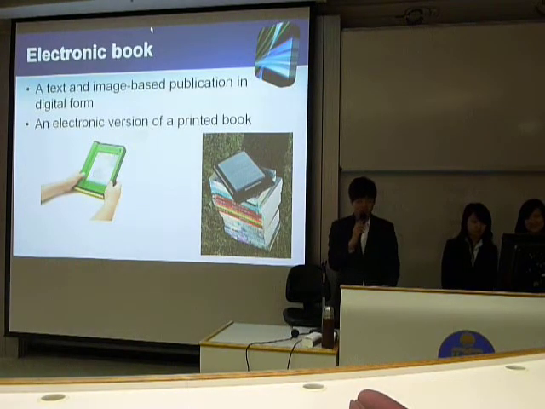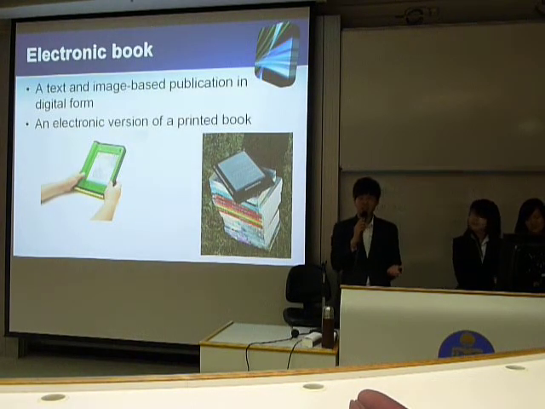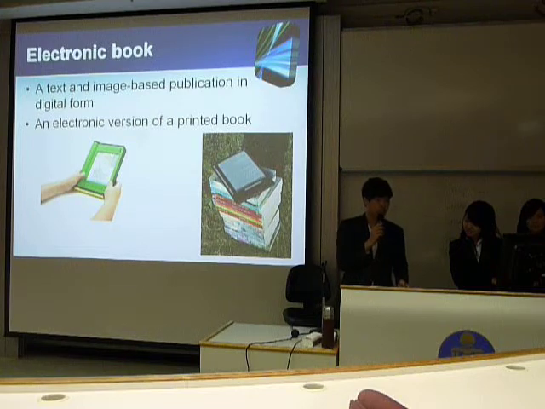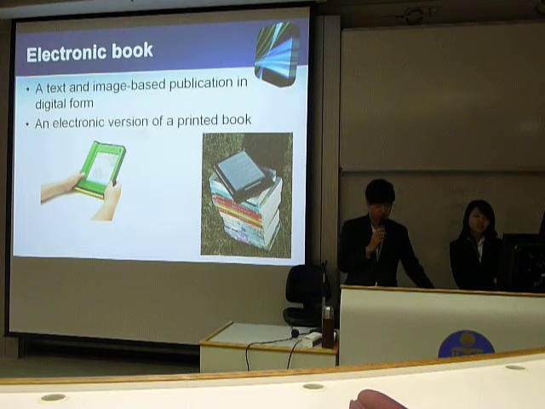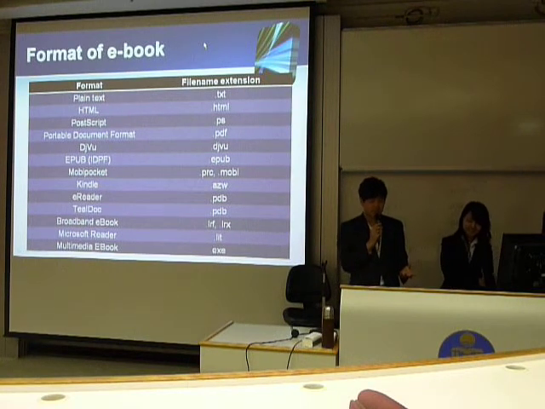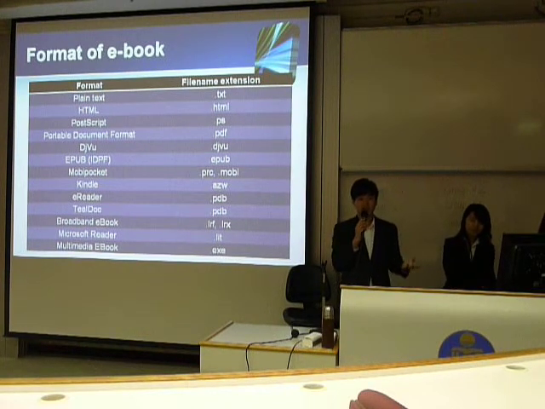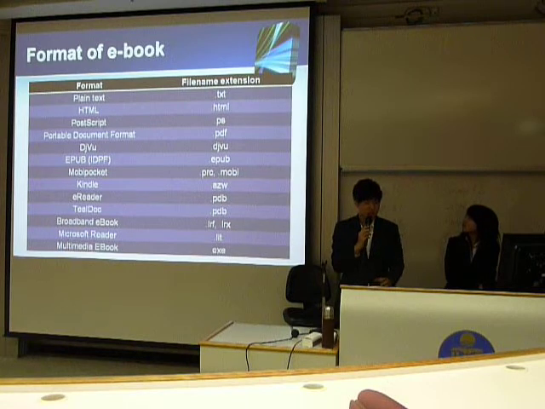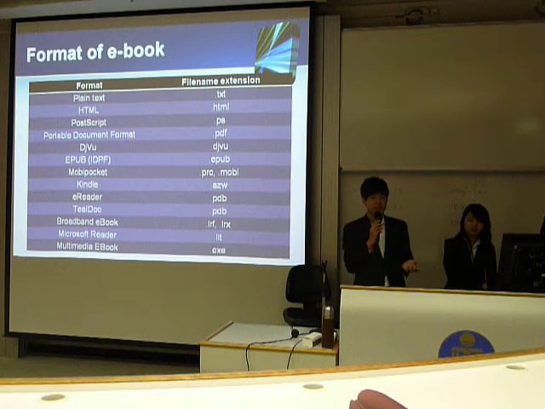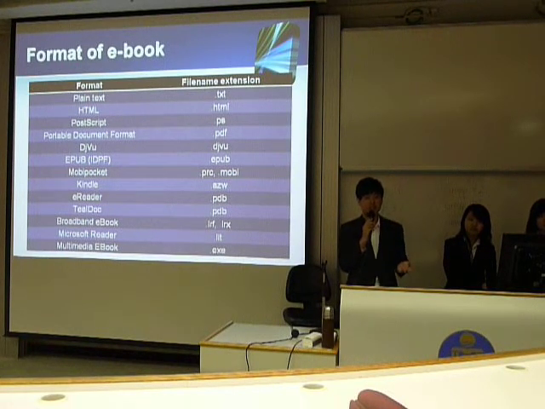So, the electronic book is actually a text and image-based publication in digital form. We can treat it as an electronic version of a printed book, and it is also known as the e-book. To make a normal book, we can just print it on a piece of paper or simply write it down. But to read or to store an e-book, we have to save it in different formats, depending on what electronic device we are using to access it.